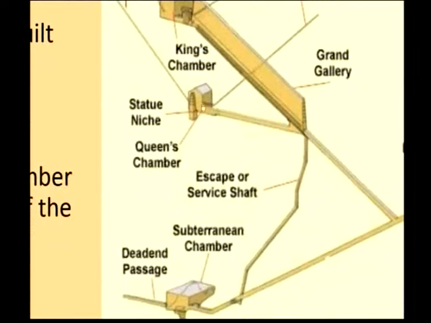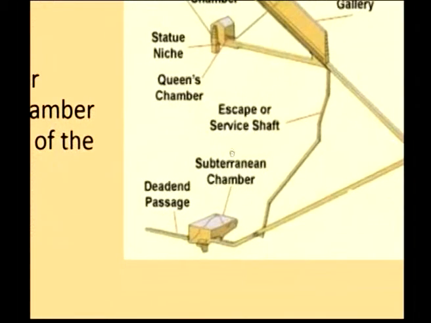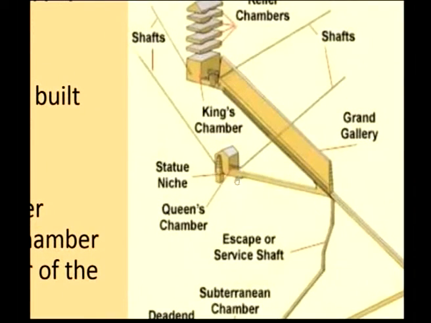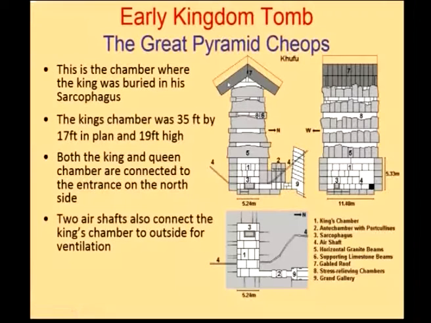In between the king's chamber and the descending passage is the queen's chamber. The queen's chamber consists of a statue niche and also the burial of a queen. As you could see, the king's chamber is 35 feet by 17 feet. The queen's and king's chambers are connected through the entrance on the northern side. There are two air shafts which are connected to the exterior for ventilation.